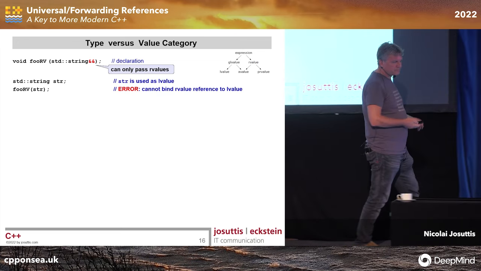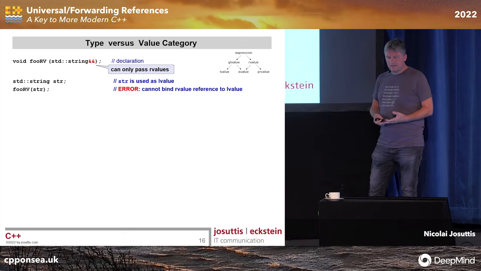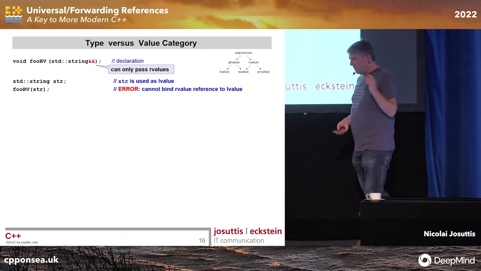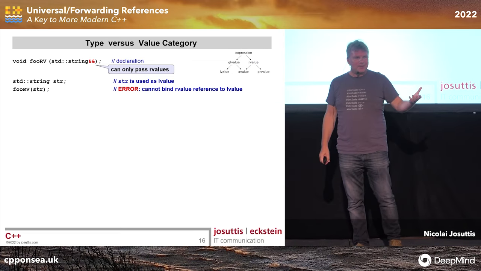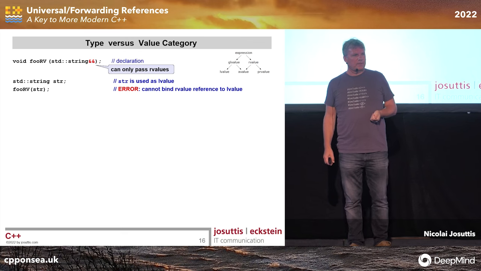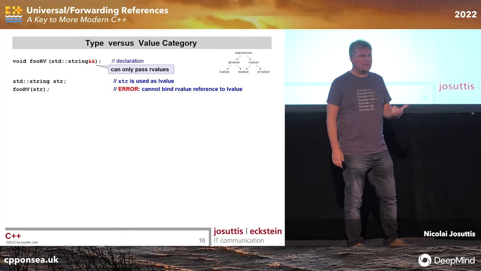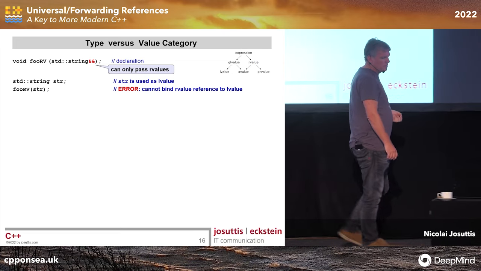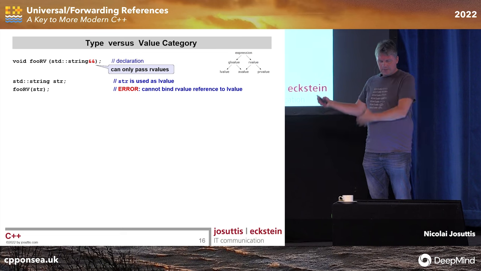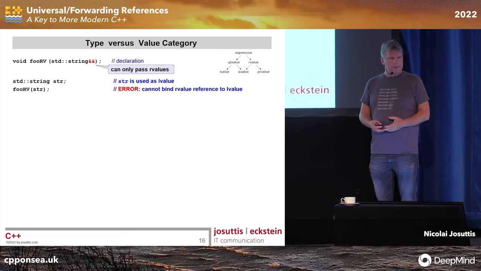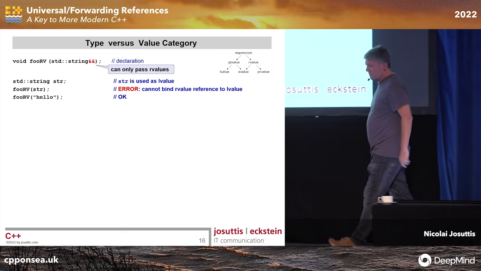So if I declare a string, an object that has a name, and pass it to the function, that will not compile, because I'm not allowed to pass an L value to an R value reference. I can only bind this reference to R values. So this will not compile, and I think everybody has seen this error message: cannot bind R value reference to L value. Interestingly, this compiles.